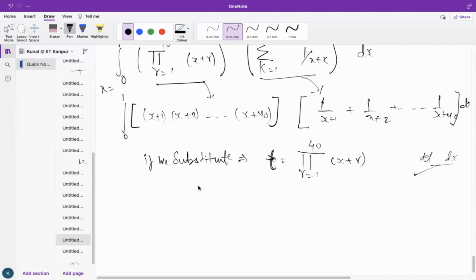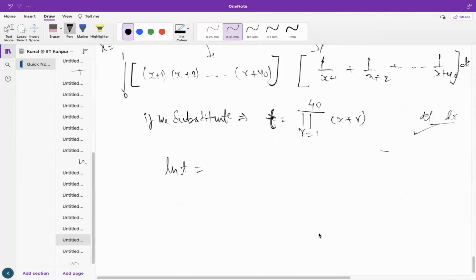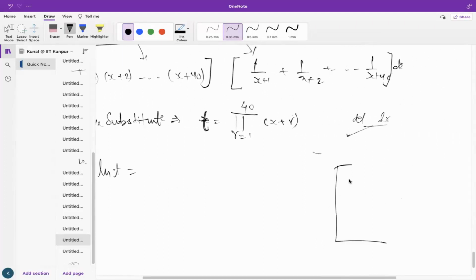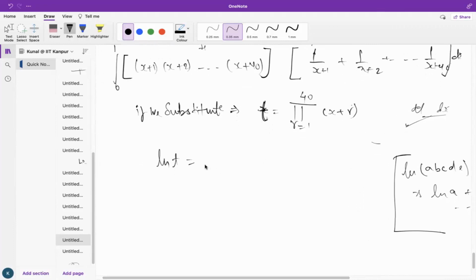So what you have to do is just take the log on both sides. So ln t is equal to, and you know a property of log. Let me recall it here if you don't. ln of a, b, c, d, e, f, of the same base, we can write as ln a plus ln b plus ln c, dot, dot, dot, ln e, right?